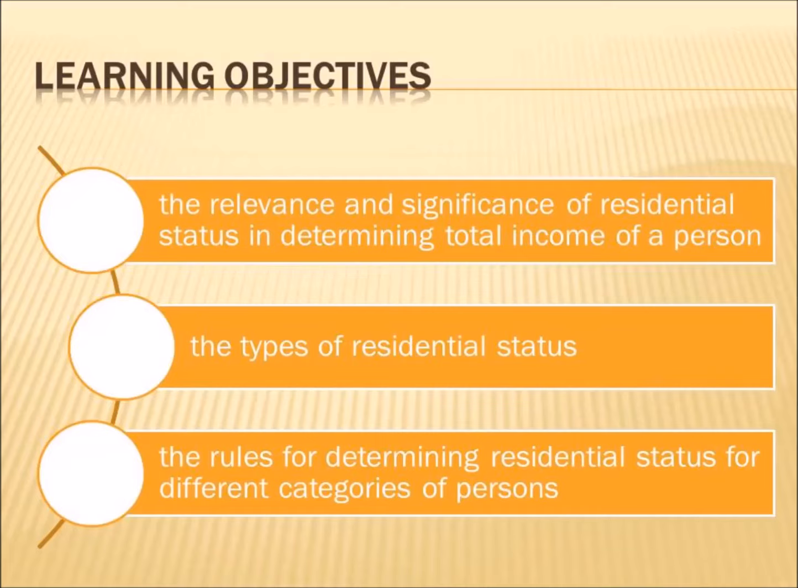And number 3, the rules for determining residential status for different categories of person. What are the rules we have to follow in determining the residential status? If those rules are followed, then the assessee will be categorized in a particular residential status category. If those rules are not followed, then the assessees will be classified in a different category of residential status. So there are certain rules of residential status. So let us start with today's class, that is the residential status and its significance.